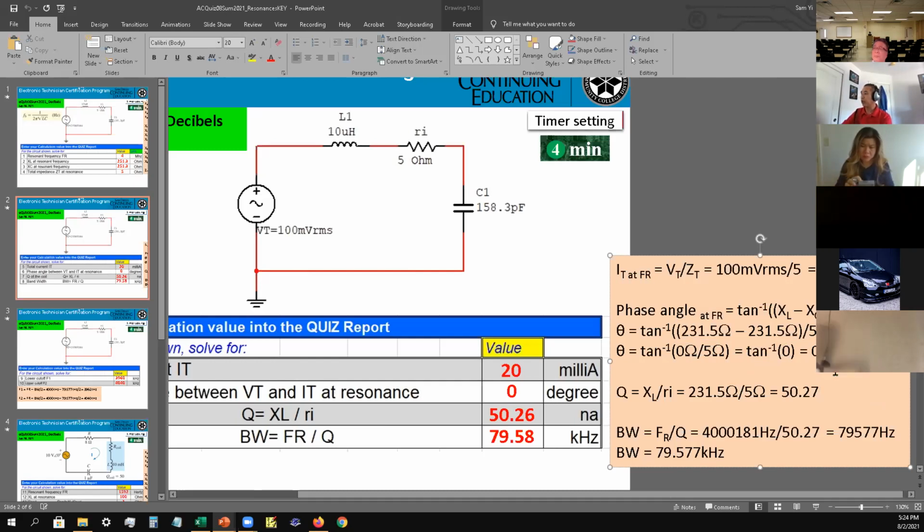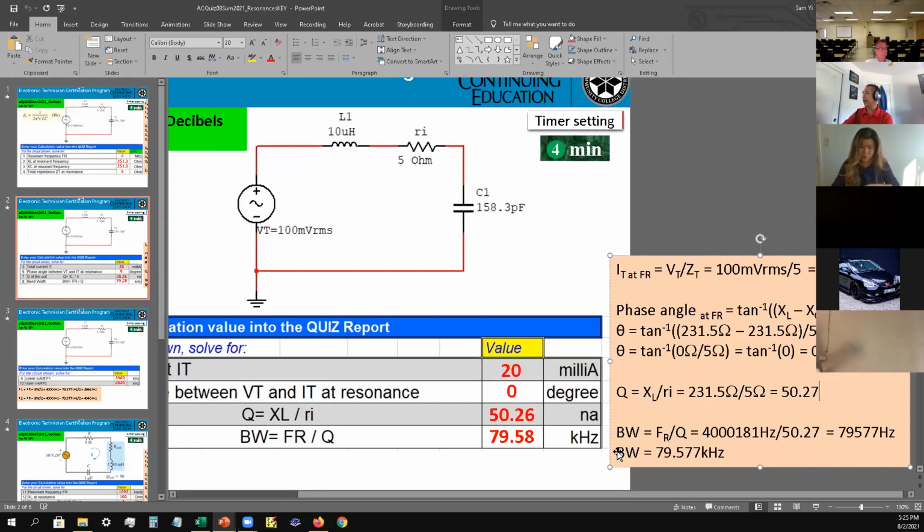The next thing is to find the quality of the coil, or the Q. Q equals XL divided by RI. We know XL was 251.3 ohms divided by RI, which is 5 ohms. The result comes up to 50.27, and there's no unit for that.